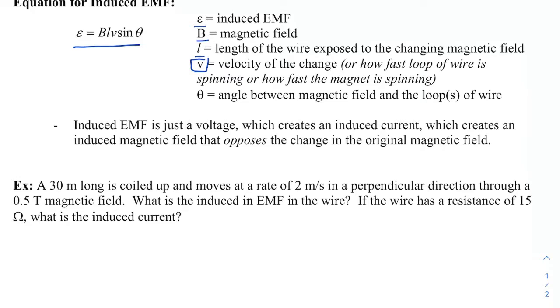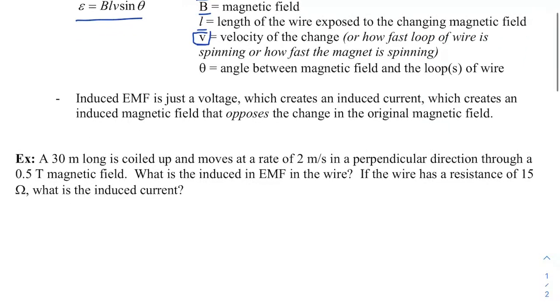Okay, so let's go through the mathematics of this with an example. This is our equation: induced EMF equals BLV times sine of theta. A 30-meter long wire is coiled up and moves at a rate of 2 meters per second in a perpendicular direction through a 0.5 Tesla magnetic field. What is the induced EMF in the wire?